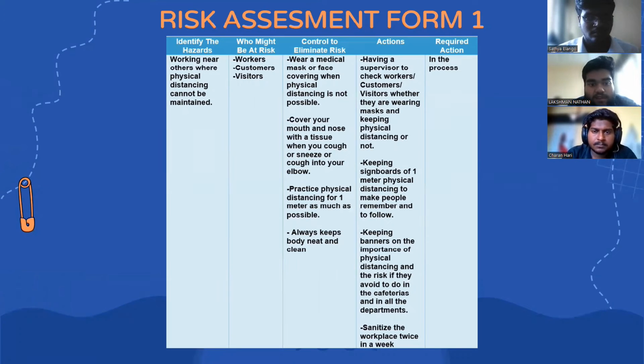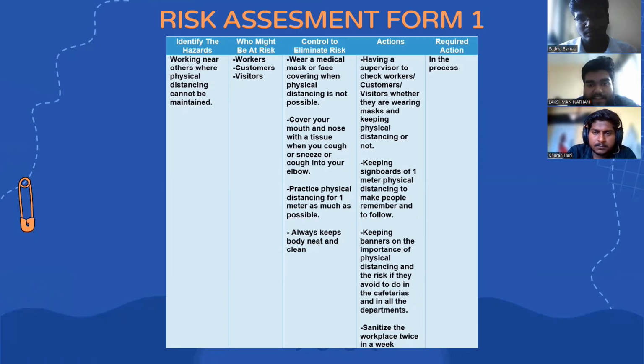Now, how to control to eliminate the risk? Wear a medical mask or face covering when physical distancing is not possible. Cover your mouth and nose with a tissue when you cough or sneeze, or cough into your elbow. Practice physical distancing of 1 meter as much as possible. And lastly, always keep your body neat and clean.